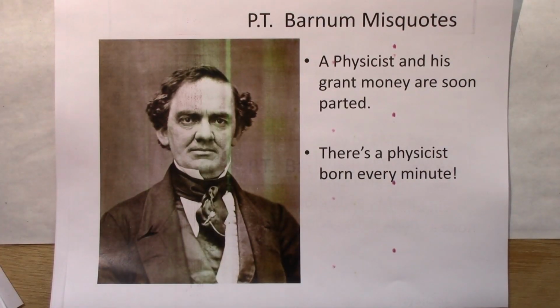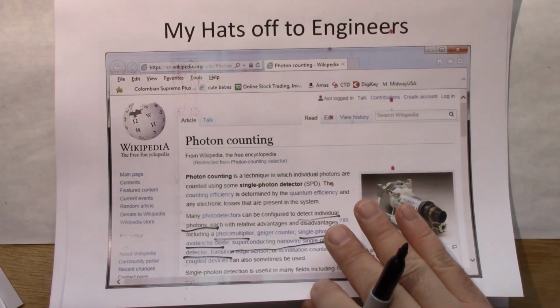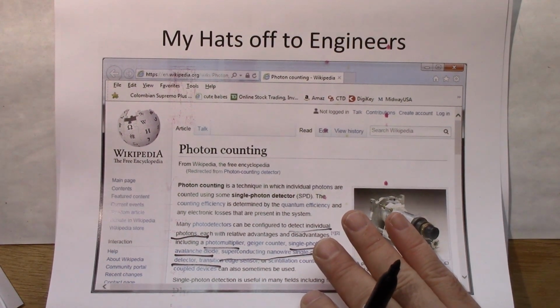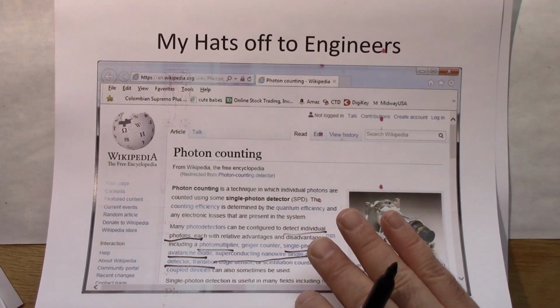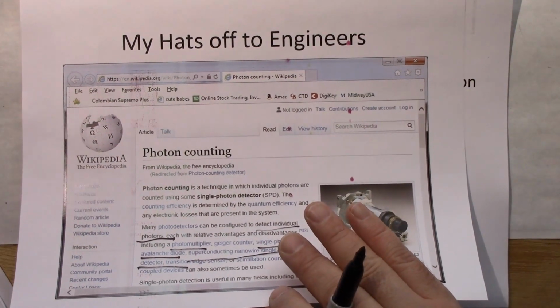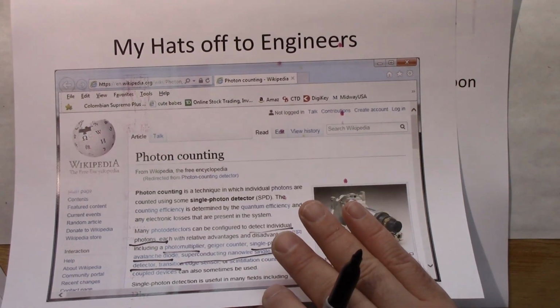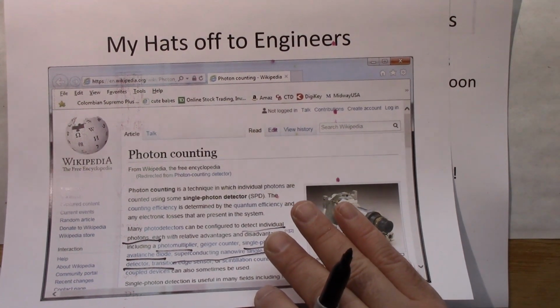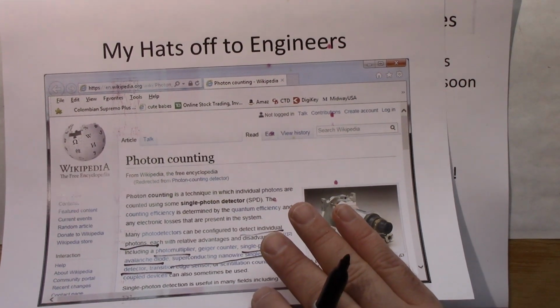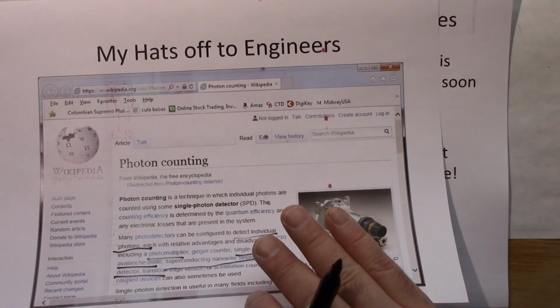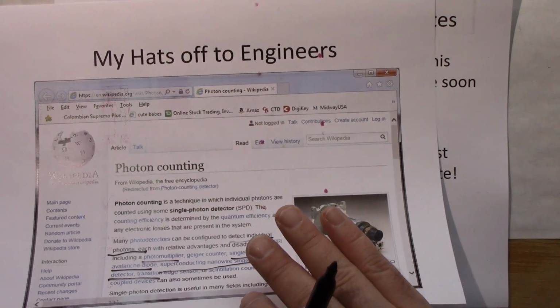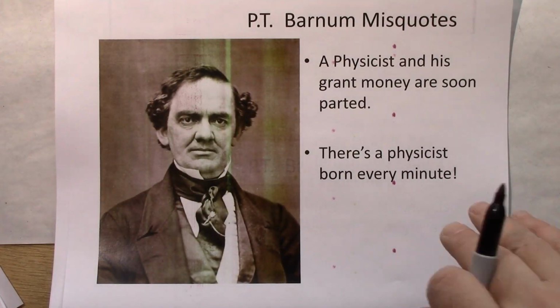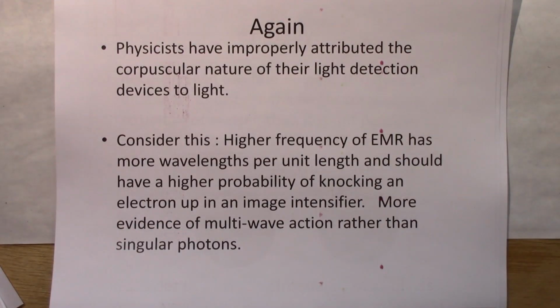So here's some misquotes by P.T. Barnum. A physicist and his grant money are soon parted, because these engineers are selling you stuff under a false pretense that you're actually measuring photons. You're not measuring photons. Again, there is no matter small enough that allows you to measure individual photons. And I've said before, you've got to measure multiple waves. 4,000 to 7 trillion waves are what's needed to knock an electron, depending on the intensity. And there's a physicist born every minute. Again, physicists have improperly attributed the corpuscular nature of their light detection devices to light.